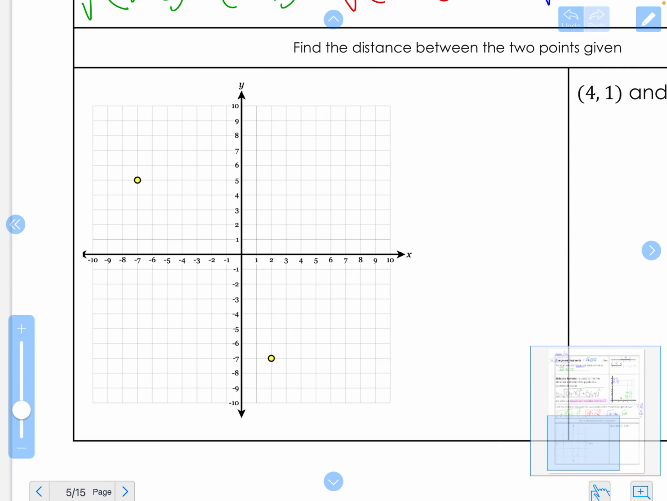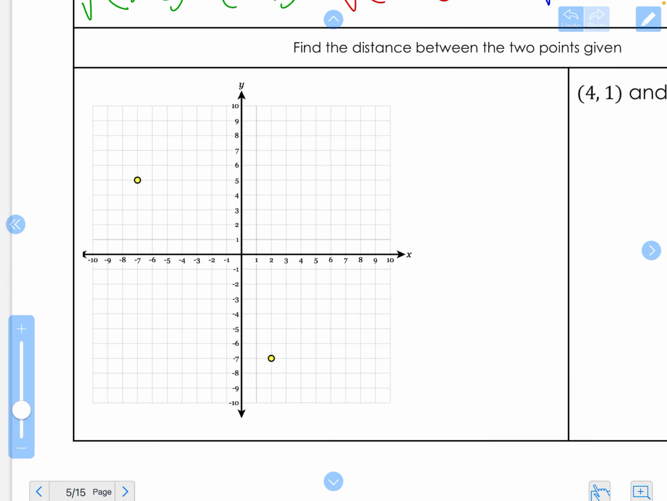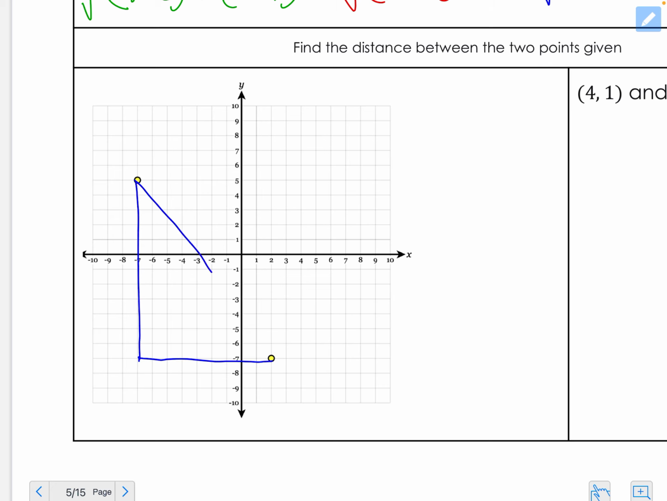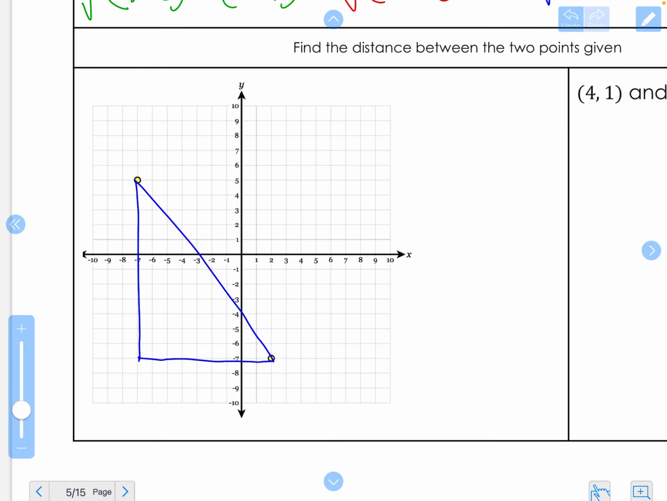I want to show you one other thing about the distance formula, and kind of show you how we came about it and why it exists. We are going to turn these 2 dots into a right triangle. And so if we turn them into a right triangle, we're going to find the distance of the sides. So 1, 2, 3, 4, 5, 6, 7, 8, 9, 10, 11, 12. So that distance is 12. 1, 2, 3, 4, 5, 6, 7, 8, 9. That distance is 9. So now we have Pythagorean theorem.